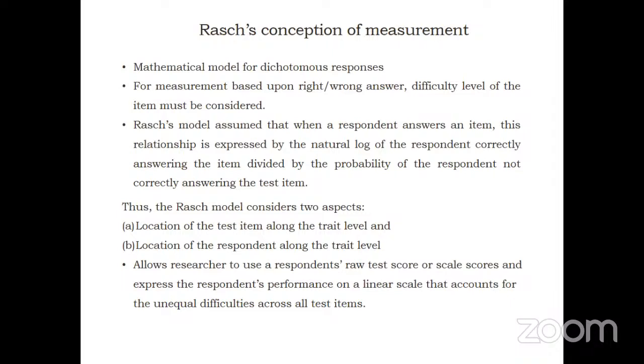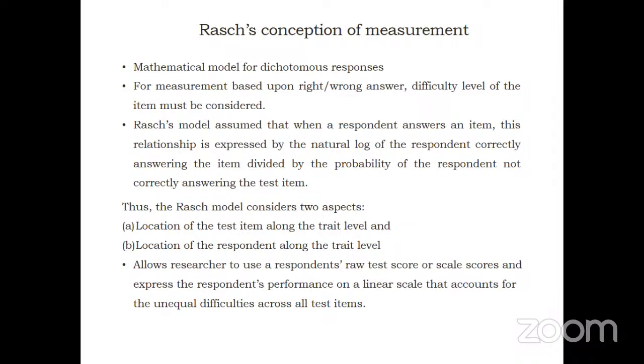Rasch's model assumed that when a respondent answers an item, this relationship is expressed by the natural log of the probability of the respondent correctly answering the item divided by the probability of the respondent not correctly answering the test item. So here, two important aspects are there. The first is the location of the test item along the trait level, and number two is the location of the respondent along the trait level. This allows researchers to use a respondent's raw test score or scale scores and express the respondent's performance on a linear scale that accounts for the unequal difficulties across all test items.